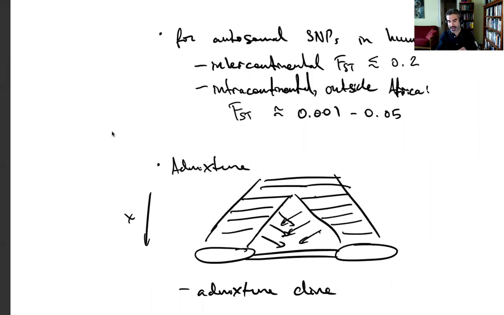I'm just representing admixture schematically here. And these clines might extend physically over a geographical region into which two or more groups migrated from different origins.